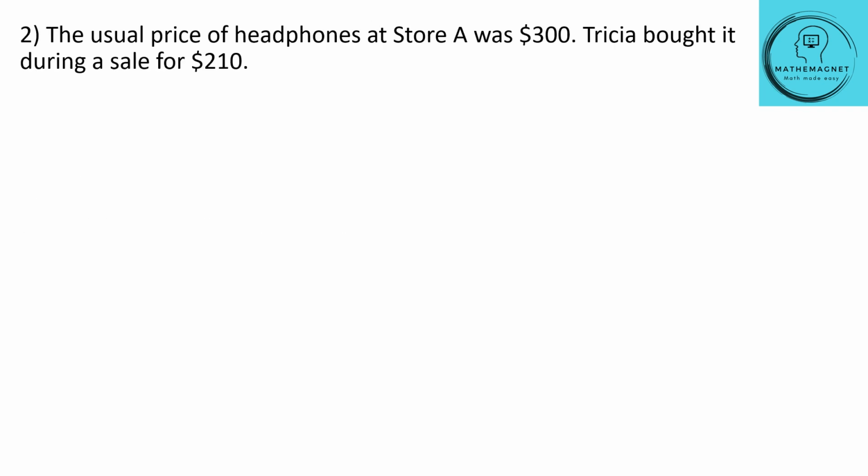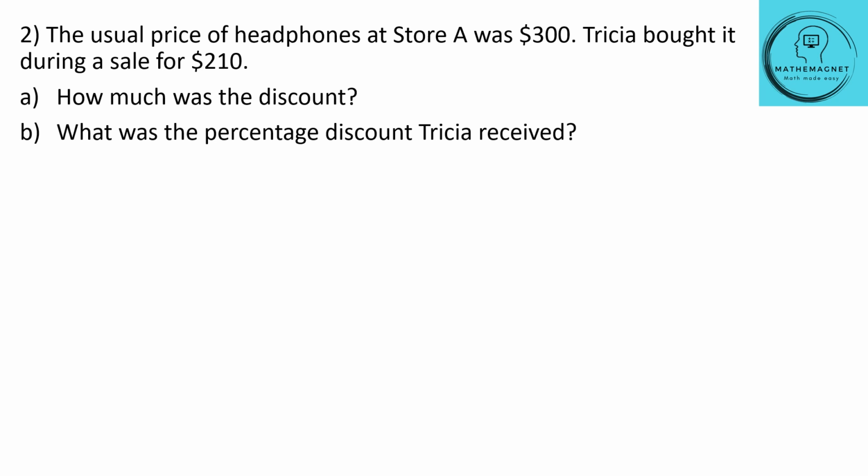Let's look at the next question. Question number 2. The usual price of headphones at store A was $300. Tricia bought it during a sale for $210. Question A is how much was the discount and what was the percentage discount Tricia received for that headphones. So the question here is how much was the discount. The difference between the usual price and the sale price will give you the discount amount, and then we have to find how much was that percentage.